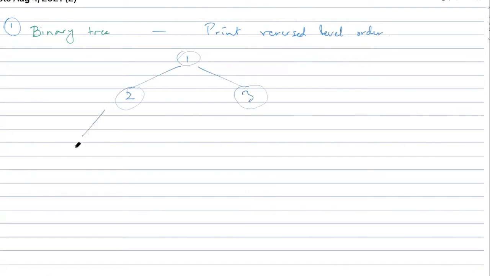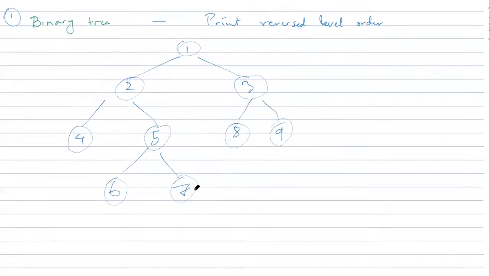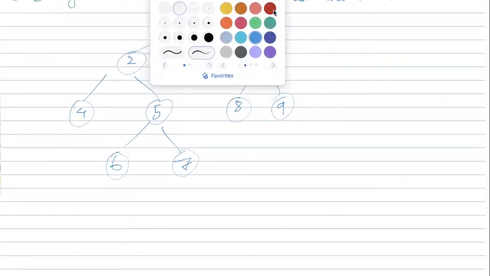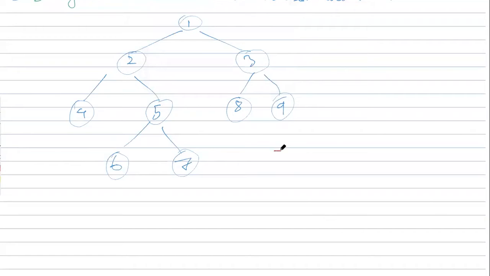So I just take 4, 5, 6, 7, 8, 9. Suppose this is our binary tree. So by reverse level order, what we want to print is, let's say, 6, 7, 4, 5, 8, 9, 2, 3, and 1. So this is the output that I want. Okay, so how can I approach this?